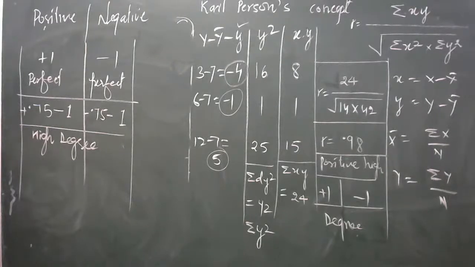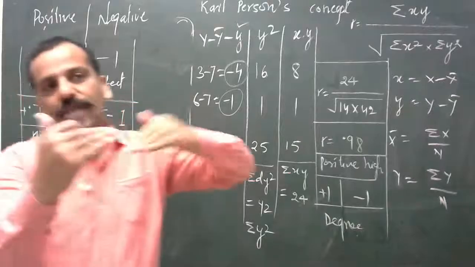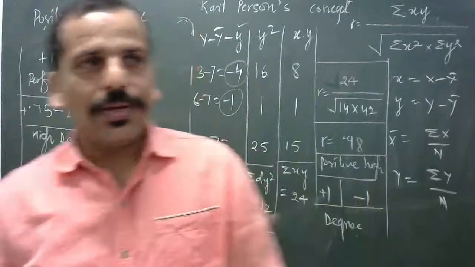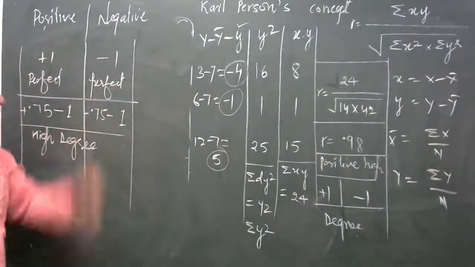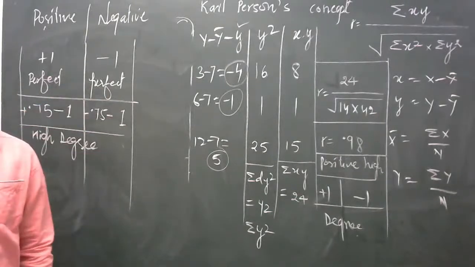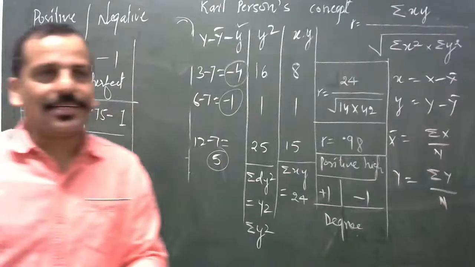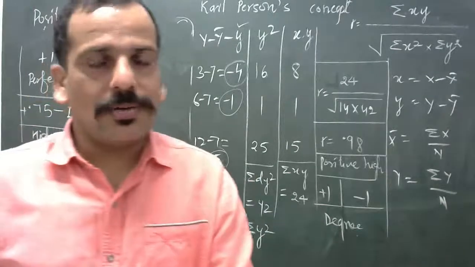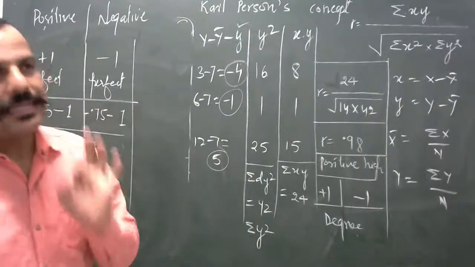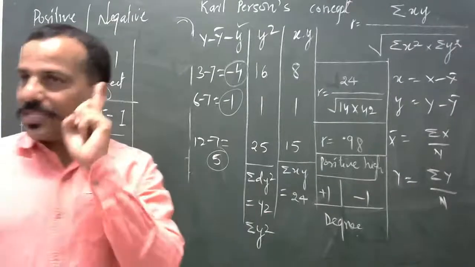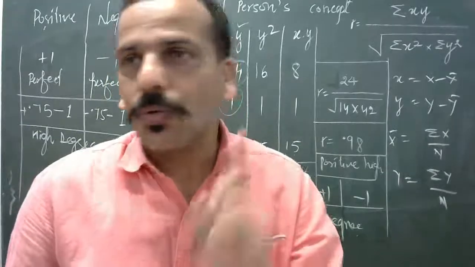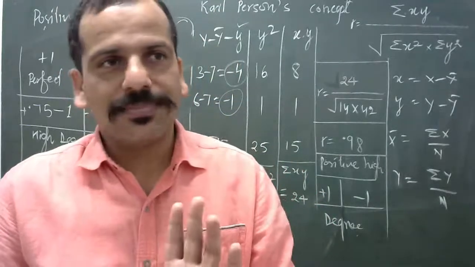Understood? It means there is a high degree. Why? Because it is above 0.75. Keep it in mind simply: more than 0.75. Now you may ask, sir, you wrote 1 here as well. So 1 is 0.99. 0.99, either plus or negative, means high degree correlation. If you are getting exactly 1, either plus or minus, then you have to mention perfect correlation, that may be positive or negative.